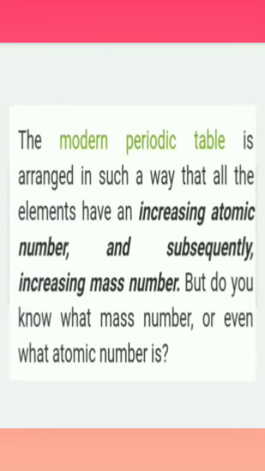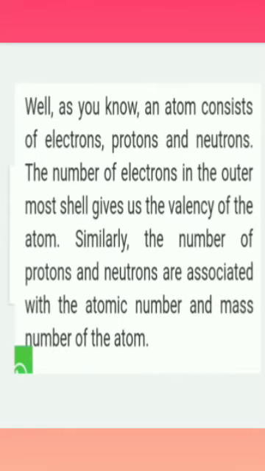So, what are atomic number and mass number? As you know, an atom consists of electrons, protons and neutrons. The number of electrons in the outermost shell gives us the valency of the atom. Similarly, the number of protons and neutrons are associated with the atomic number and mass number of the atom.